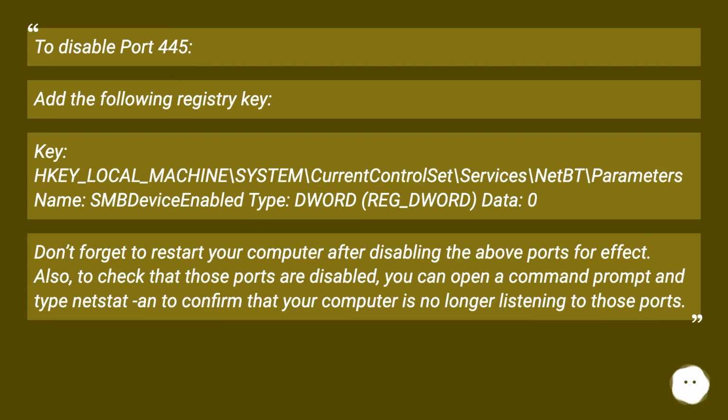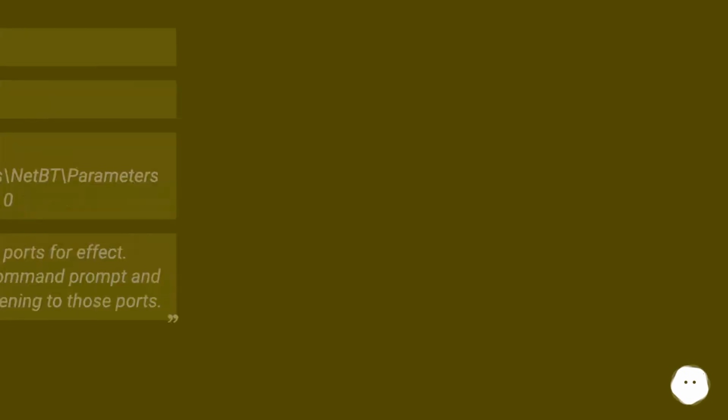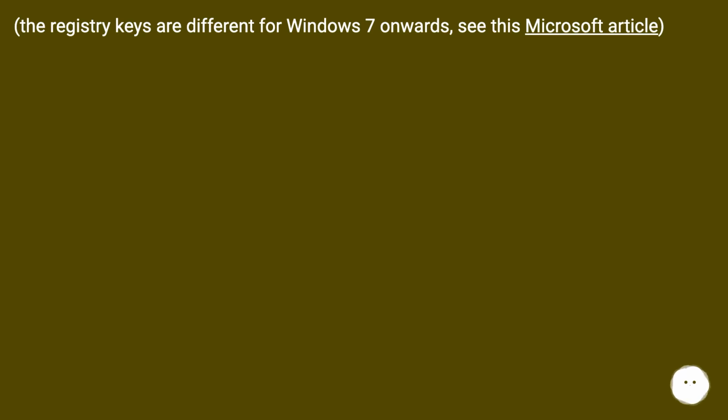Don't forget to restart your computer after disabling the above ports for it to take effect. Also, to check that those ports are disabled, you can open a command prompt and type netstat to confirm that your computer is no longer listening to those ports. The registry keys are different for Windows 7 onwards, see this Microsoft article.